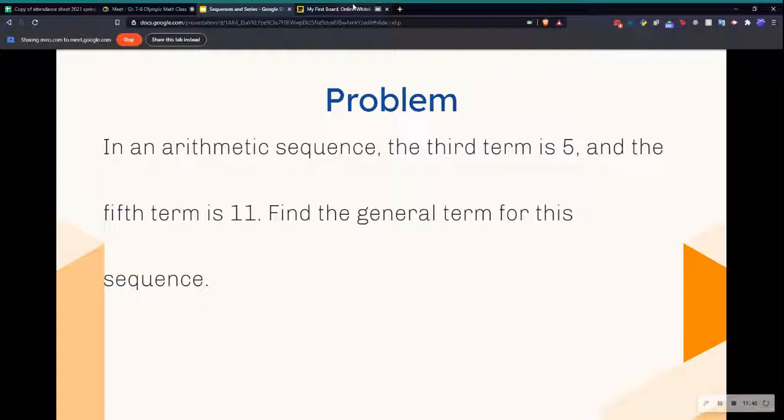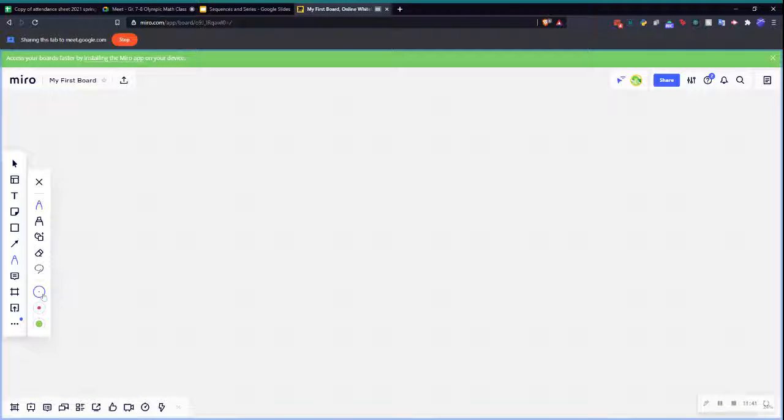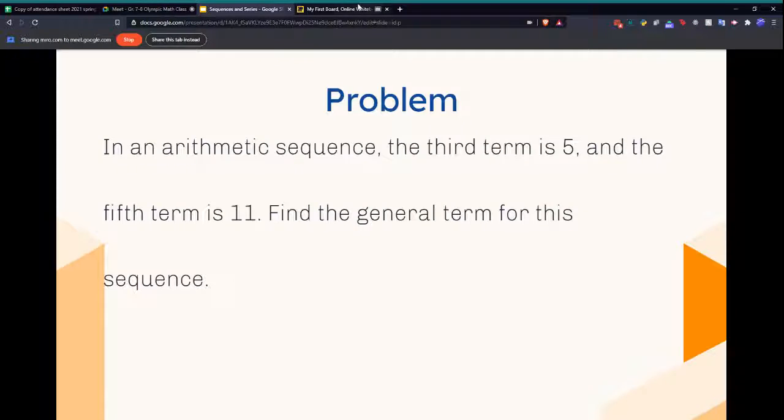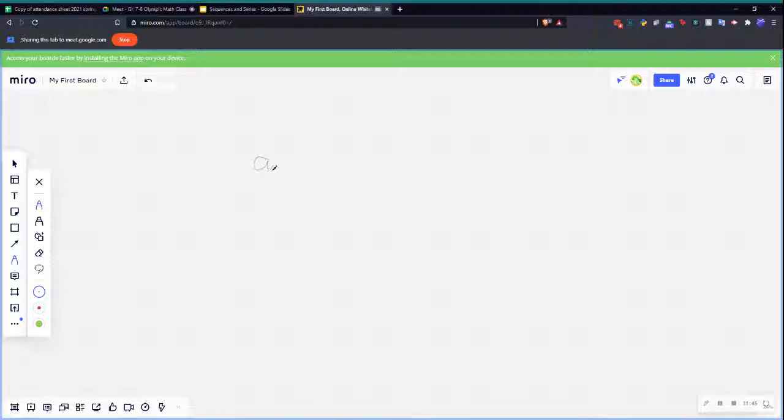All right, so it's given to us that the third term is 5. Well, let's zoom in. Not sure why it's pixelated like that. So we're given that the third term is 5. So the third term would be a of 3. A of 3 is equal to 5. Fifth term is 11.